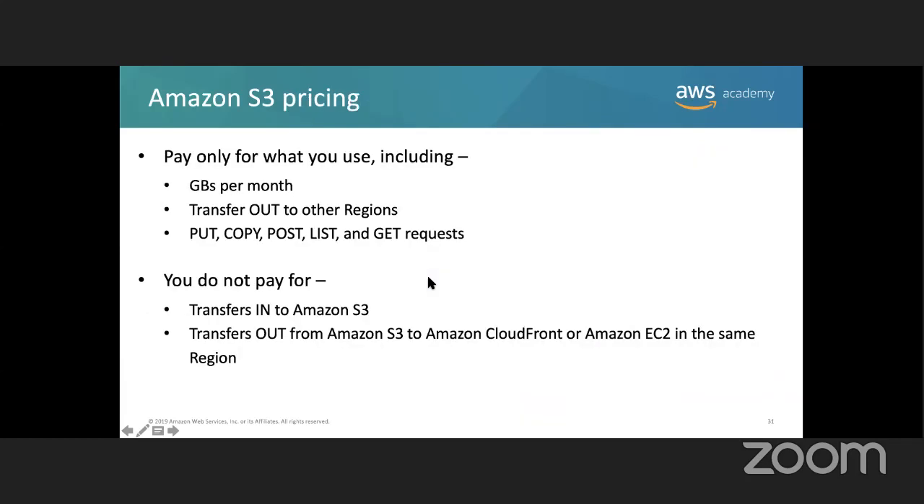Amazon S3 pricing: you pay only for what you use. That's one of the premises of AWS. If you don't use it, you don't pay for it. So it's gigabytes per month. Transfer out to other regions is going to be charged. Any put, copy, post, list, or get requests, you're going to pay for that. Put and post are similar. The only difference is that put posts and updates at the same time. Copy is copy. List is when you read the buckets, okay?